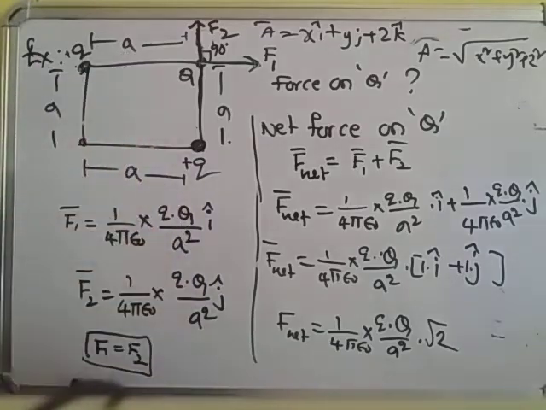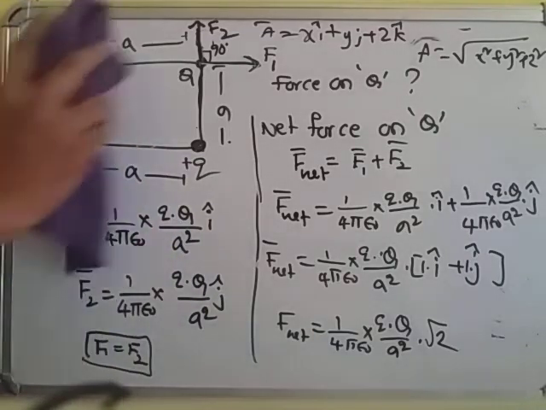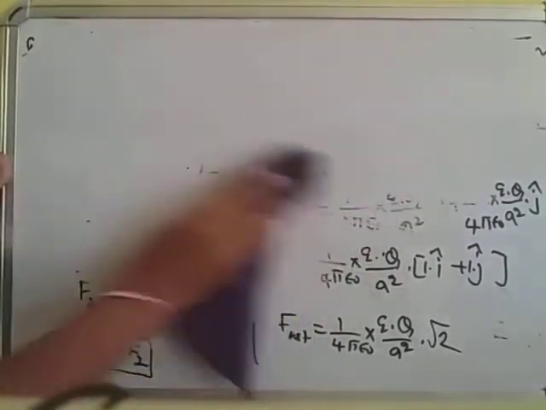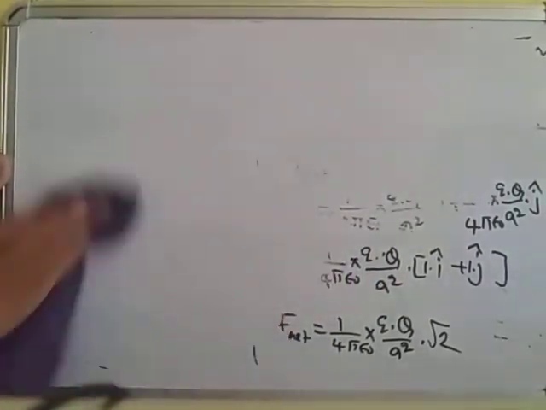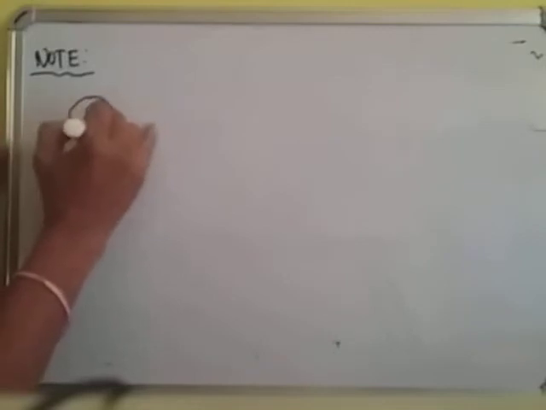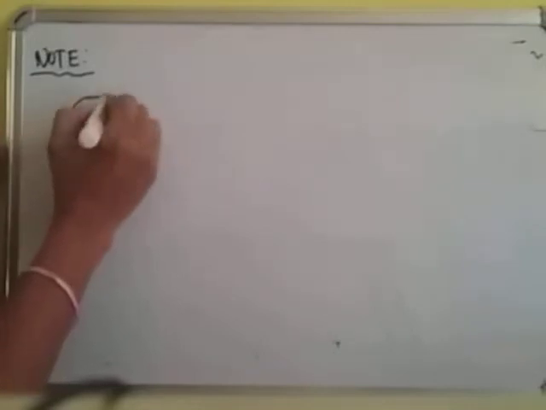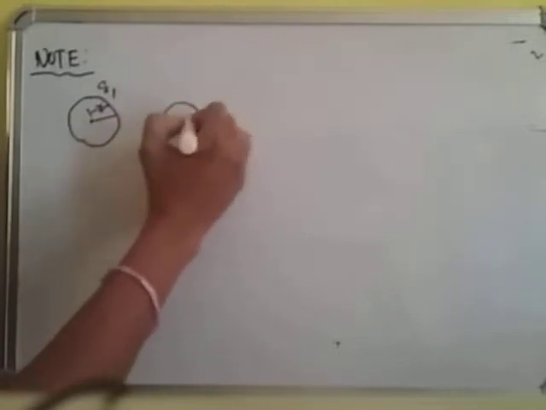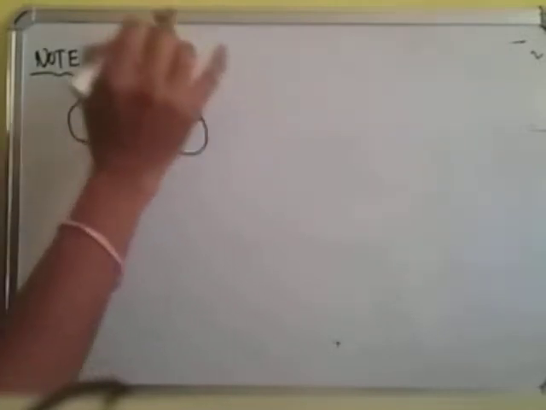And now I will explain one more thing, one note I will tell. If there are two identical spheres, this identical means they are made of the same material and have the same radius, and they have the charges q1 and q2.